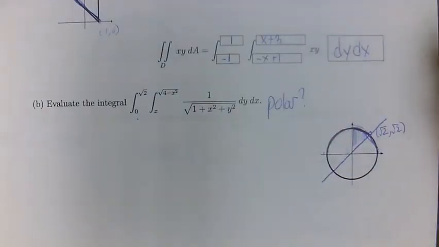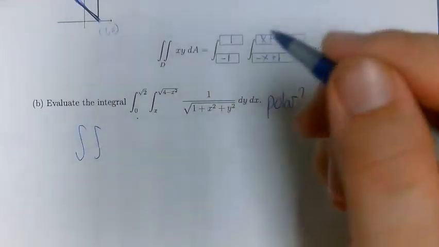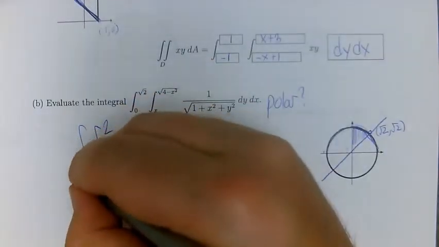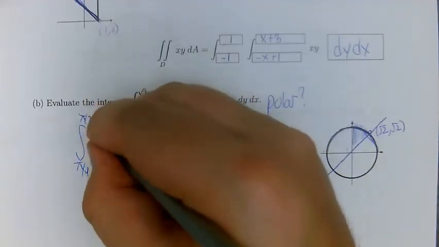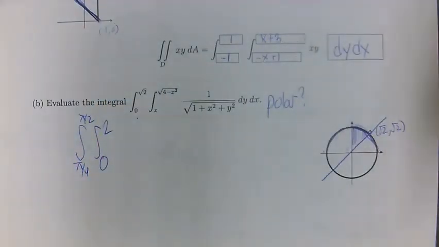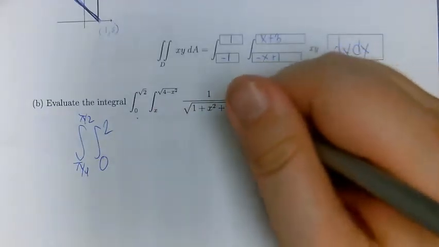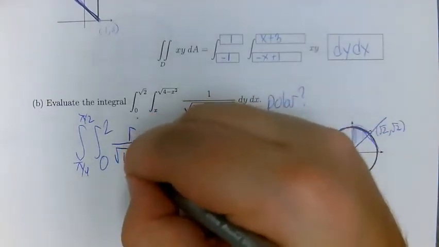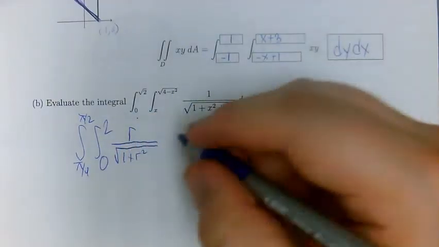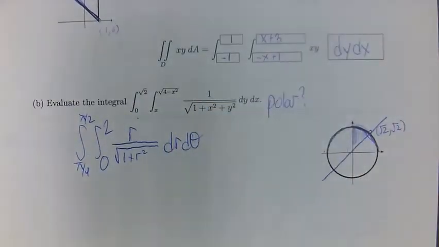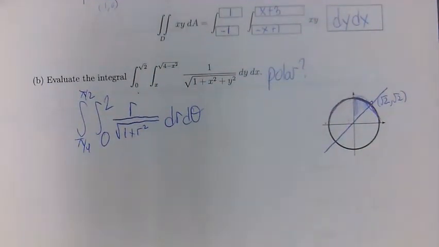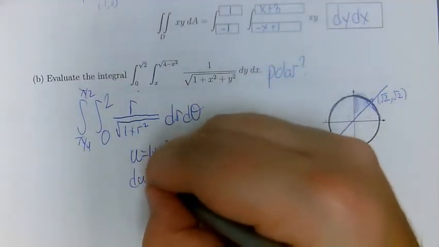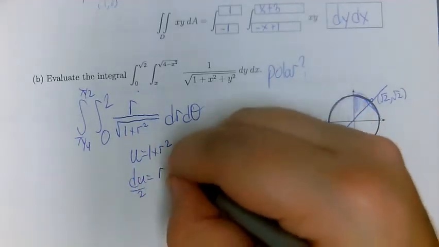So we should definitely use polar coordinates. If I transform this into polar coordinates, my r goes from 0 to 2, and my theta will go from pi over 4 to pi over 2, since I have this eighth of the circle. Now, what's my integrand? Well, I have an r by default because of the Jacobian, and then I have the square root of 1 plus r squared, since this will turn into an r squared. This is dr d theta. All right, so now all I have to do is do this integral, which isn't too bad. So I do u is 1 plus r squared, and du over 2 is r dr.